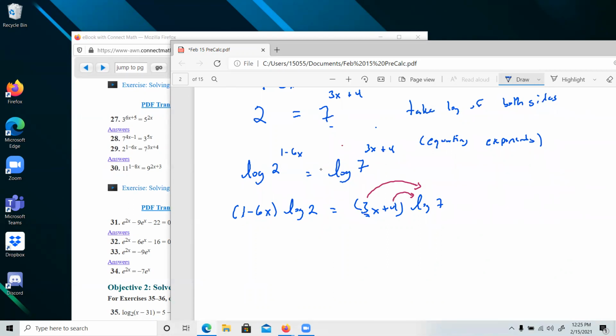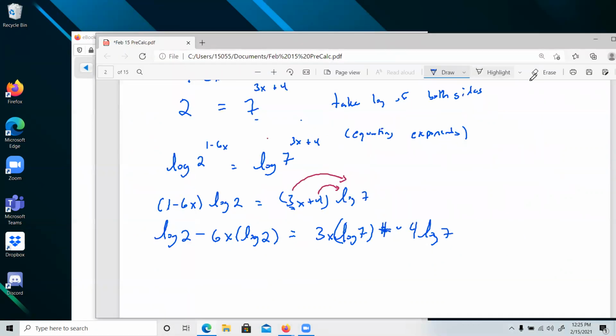Okay, so let's go ahead. We have 1 times log 2, that's log 2, minus 6x times log 2 is equal to 3x log 7, and that is equal to, or plus, 4 log 7. So there we are.